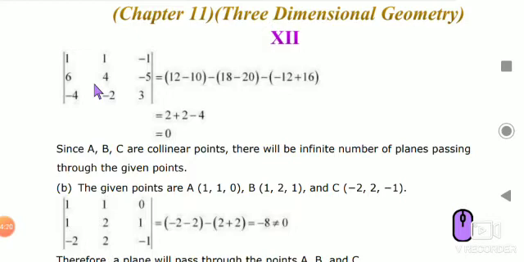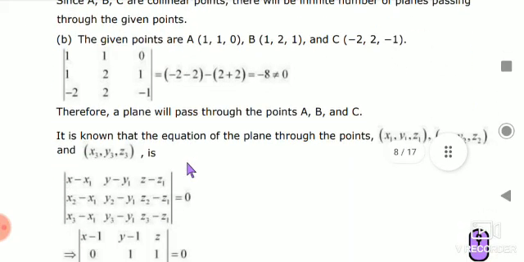Now as we know, the equation of a plane passing through 3 points is given by the determinant formula. The first point is (1, 1, −1), the second point is (6, 4, −5) and next is (−4, −2, 3). By solving this determinant, we get 0 as the answer. Since A, B, C are collinear points, there will be an infinite number of planes passing through the given points.